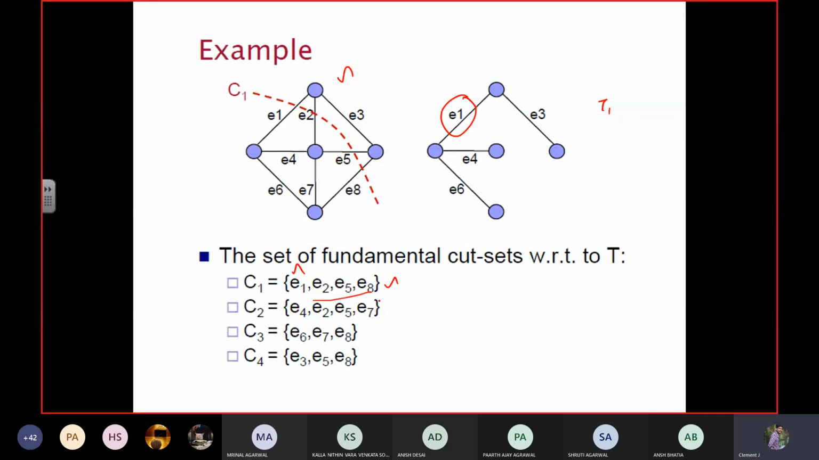See here, if you look at the second cut set, you have the second branch E4. In your third cut set, you are using E6. In your fourth one, E3. So you have used all the 4 branches of the spanning tree. Whatever the number of branches you have in your spanning tree, that many cut sets you are able to create in your original graph. Can you get the point of what I'm trying to say? Can you get the point?